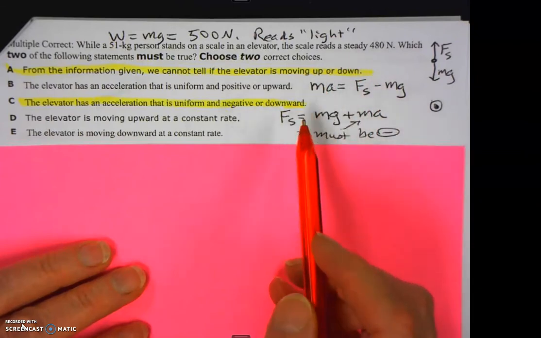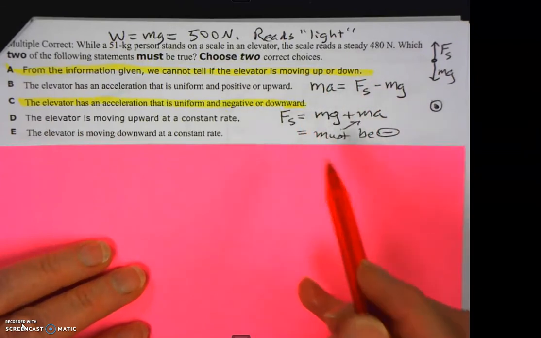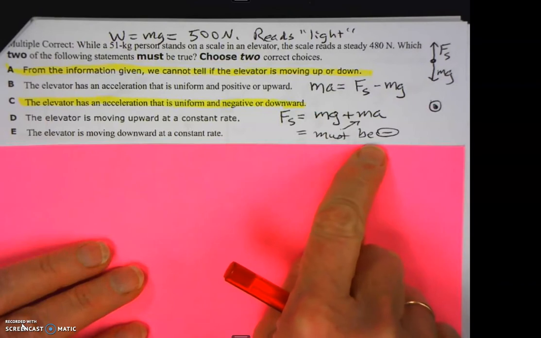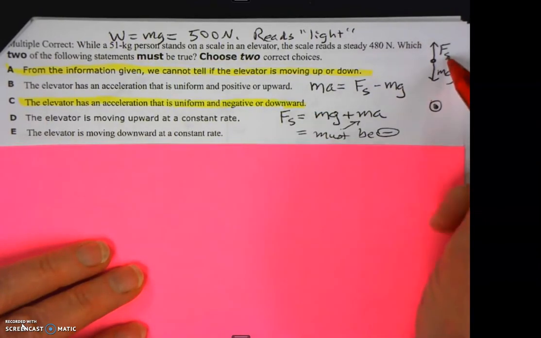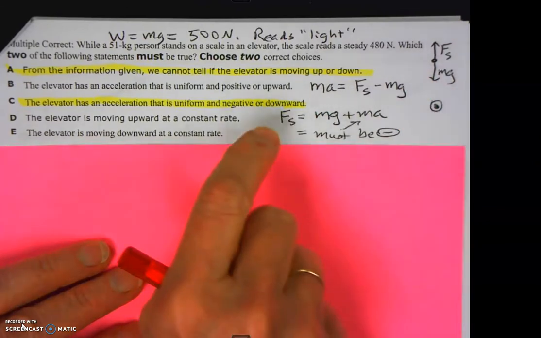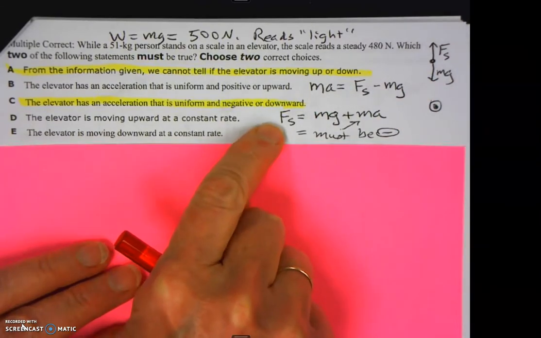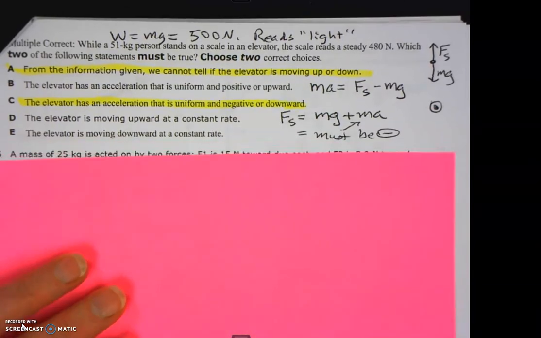So which of the following 2 statements must be true? I've got to have a negative number for acceleration in order to make the reading on the scale come out light. You can see the free body diagram, the net force equation, looking just as it does in your notes to calculate the reading on the scale. And we cannot tell if it's moving up or down because it's possible to have negative acceleration going downward faster and faster or going upward more slowly.